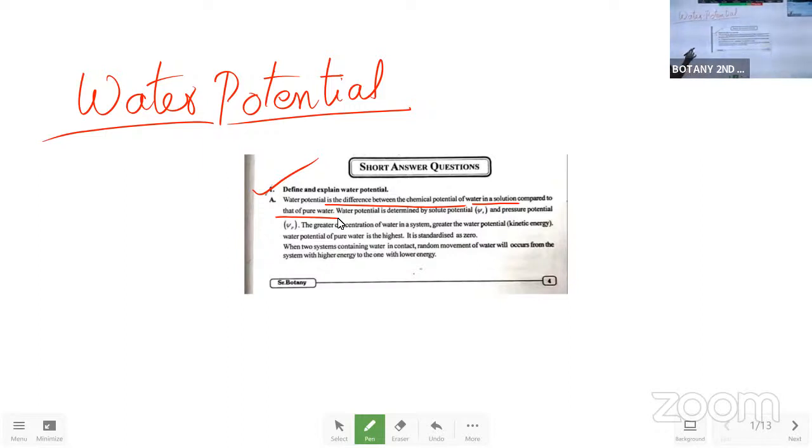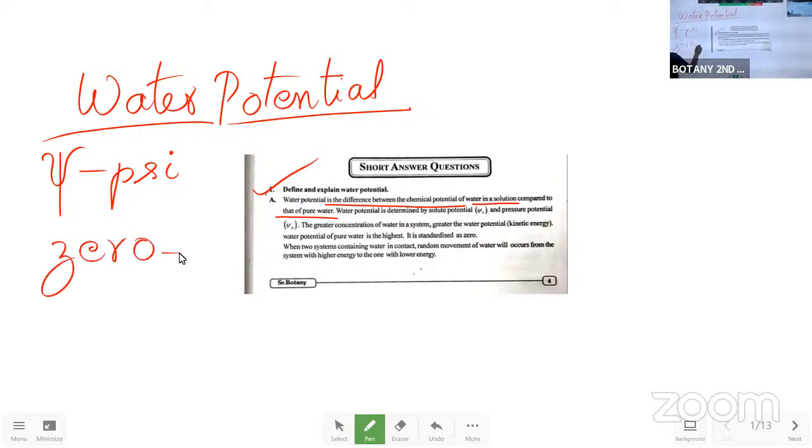Okay, so this water potential is represented with the letter psi. P-S-I, psi. Here the P is silent. So the water potential is represented with this symbol called psi, and the pure water is having the greatest water potential as 0. Pure water potential is 0.